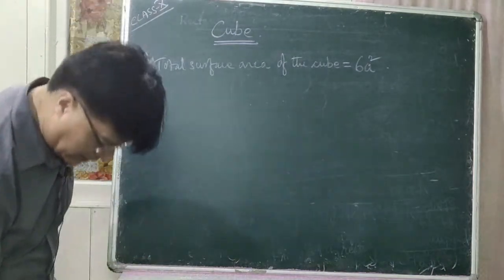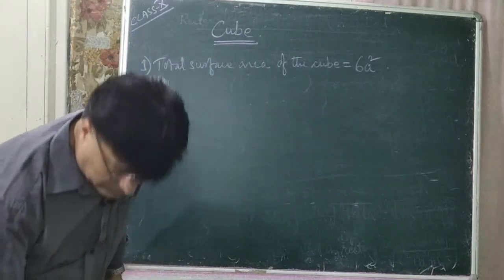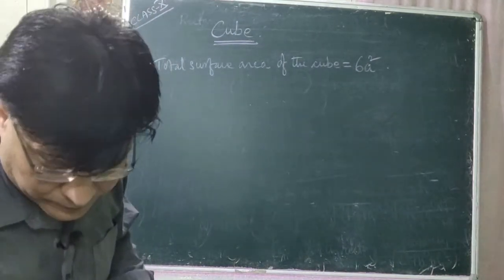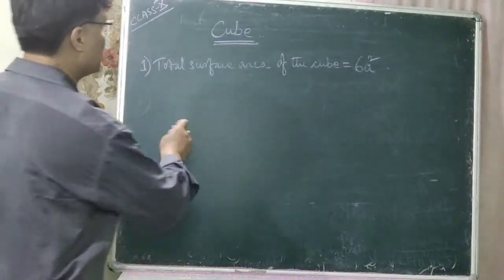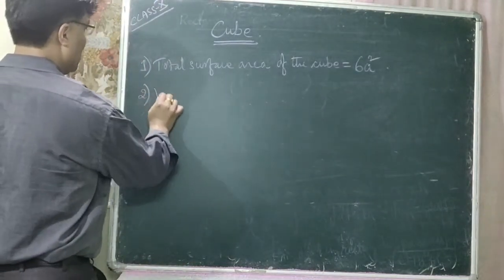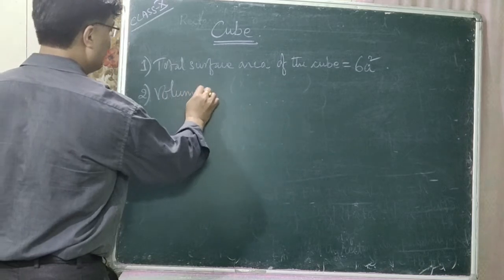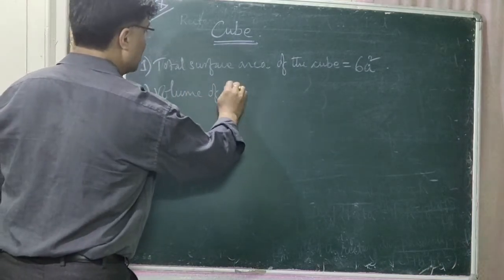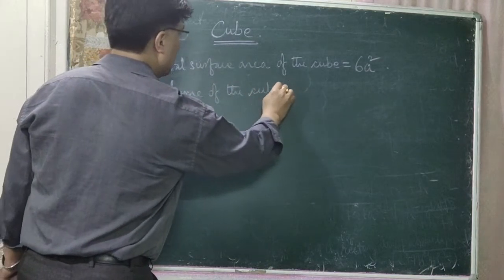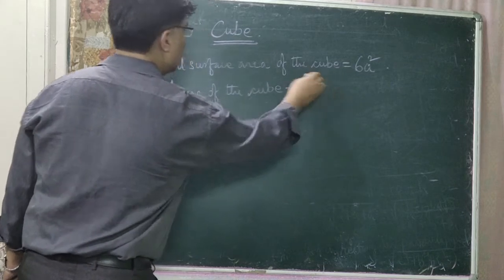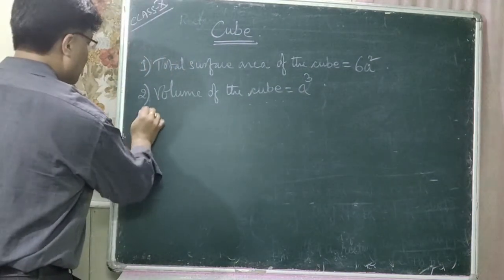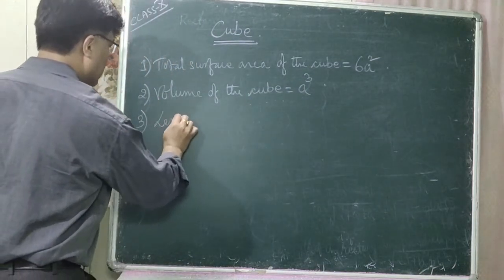And next one is number 2, volume of the cube. Volume of the cube, directly you can write A cube. And number 3, length of the diagonal.